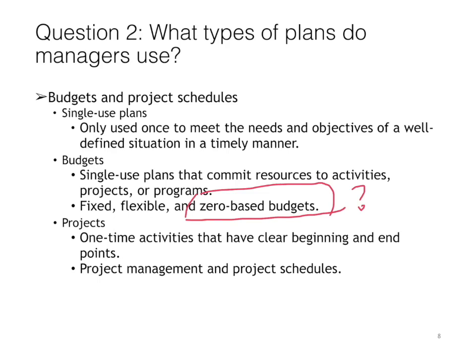And then the project, a one-time activity. So the project is a one-time activity that has a clear beginning and endpoint. Project management and project schedule. We are talking about budget and project as single-use plans, used only once to meet the need and objective of a well-defined situation in a timely manner. That is the single-use plan. Okay.